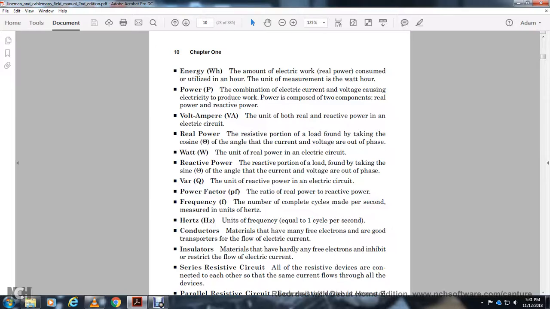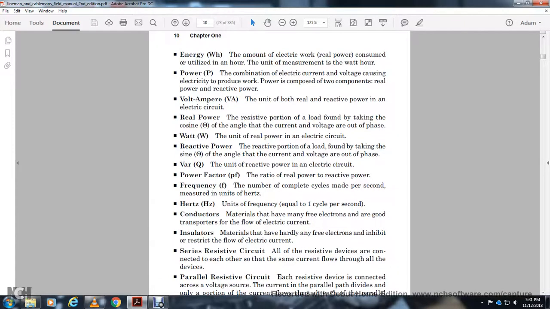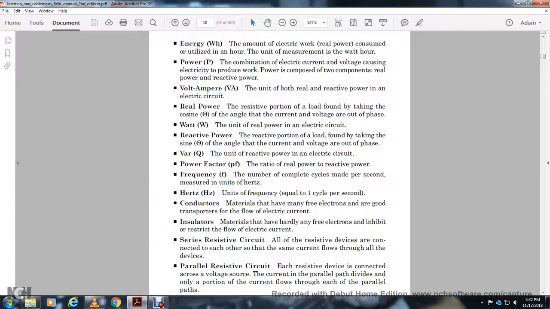Conductors are materials that have many free electrons and are good at transporting the flow of electrons. Insulating materials have hardly any free electrons and inhibit the flow of electrical current. In a series resistive circuit, all resistive devices are connected so that the same current flows through all of them. In a parallel resistive circuit, each resistive device is connected across the voltage, and the current divides so that only a portion of it flows over each of the parallel paths.